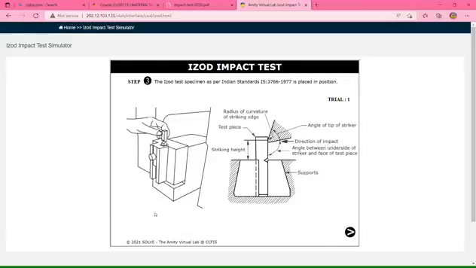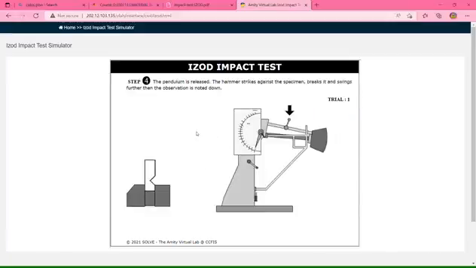For step 3, the Izod test specimen as per Indian Standard IS 3766-1977 is placed in position. For trial 1, as we can see the radius of curvature of the striking edge and the test piece, the striking head, the angle of the tip of the striker, the direction of impact, the angle between the underside of the striker and the face of the test piece, and the support.